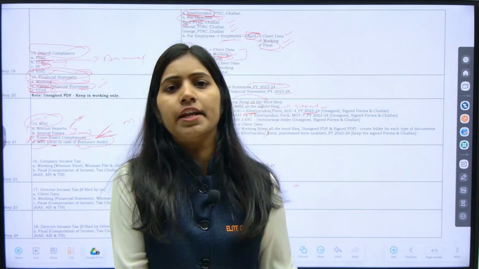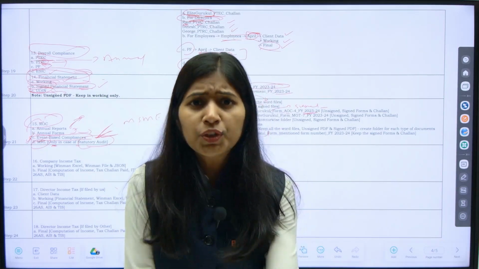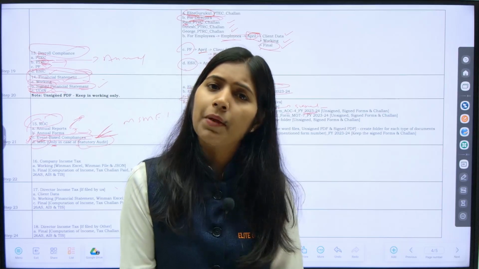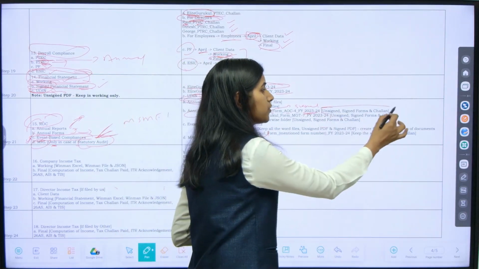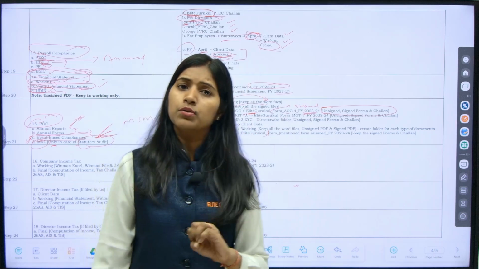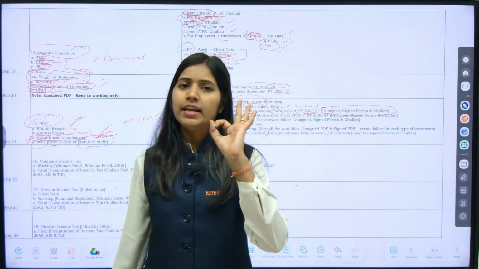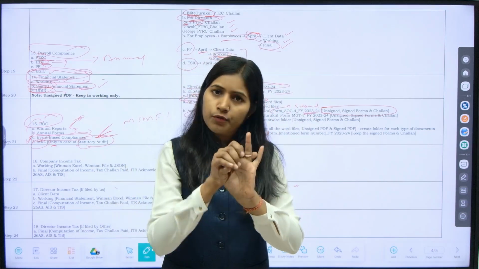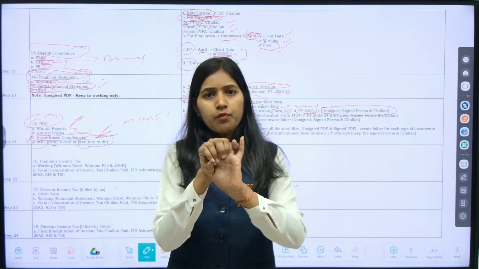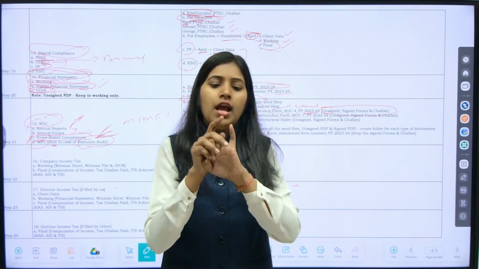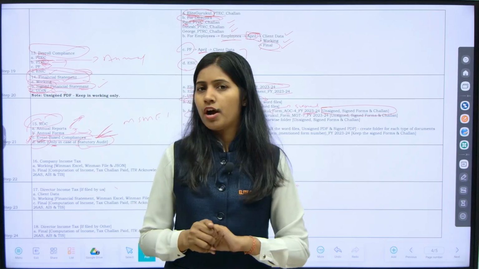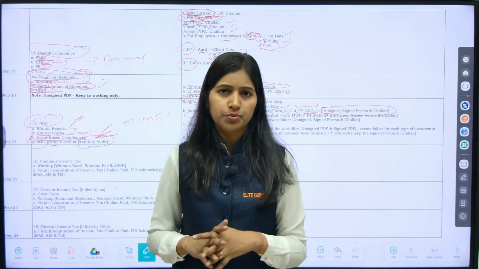Because you are filing form AOC4 with the ROC, a challan will be generated since you have made certain payments to the ROC. That challan you are also supposed to keep in this form AOC4 folder. So in the form AOC4 folder, three things will come: one signed form, one unsigned form, where you don't have to mention whether it is signed or unsigned, and lastly the challan, where you keep the challan as it is, no issues.